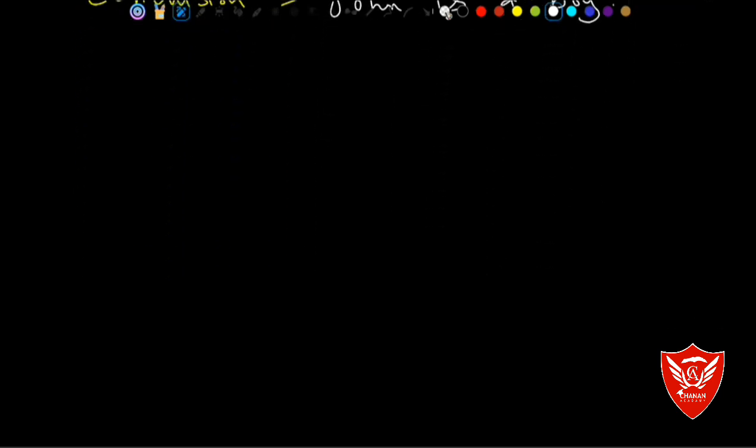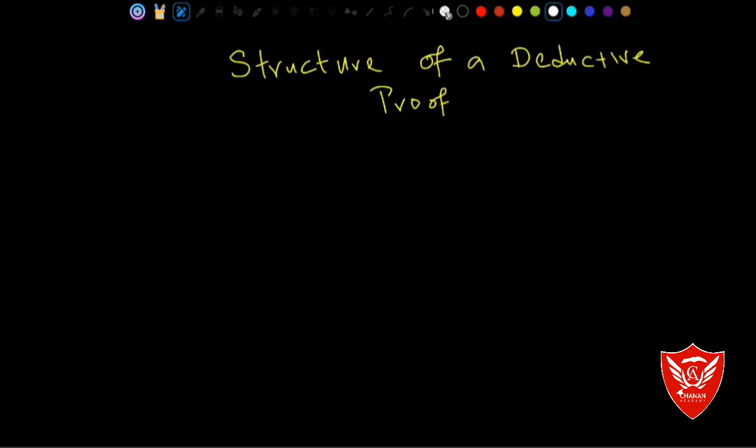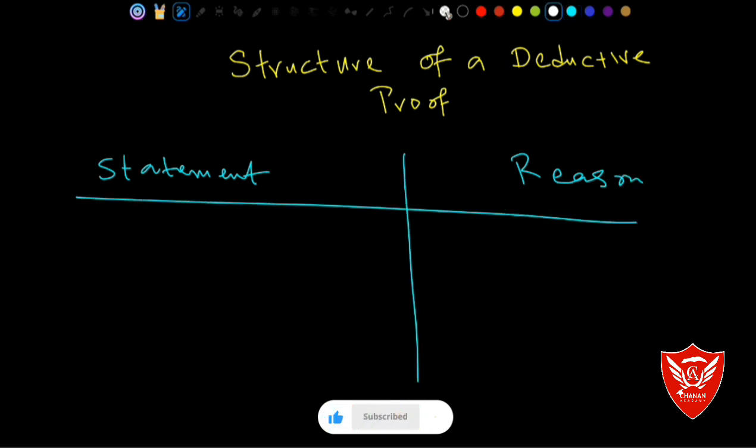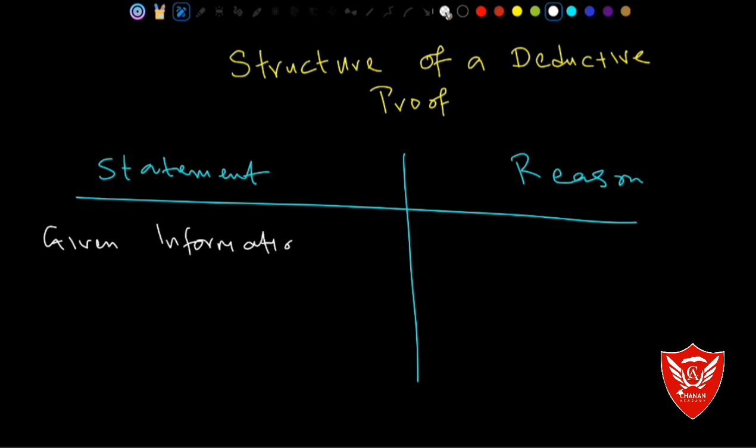Alright, so let's check the structure of a deductive proof. A deductive proof usually contains a statement and a reason. Now, the first one is given information. Now, this is the information given. So it's given.